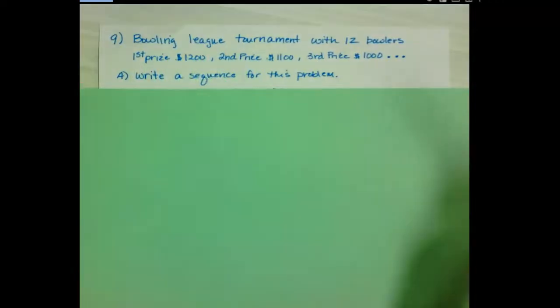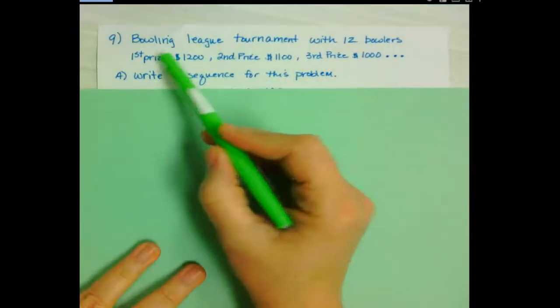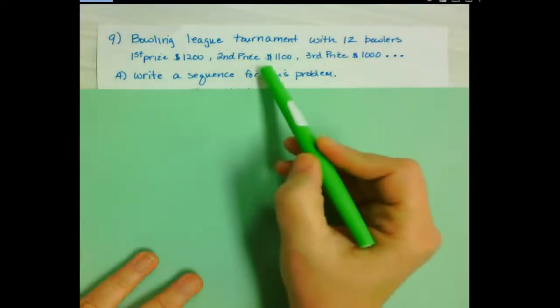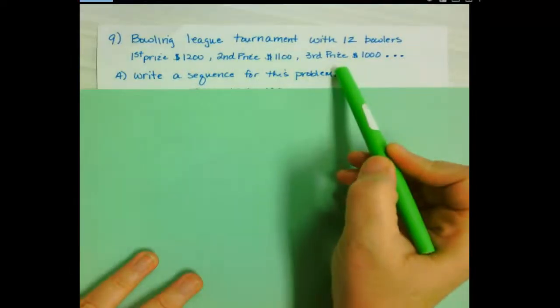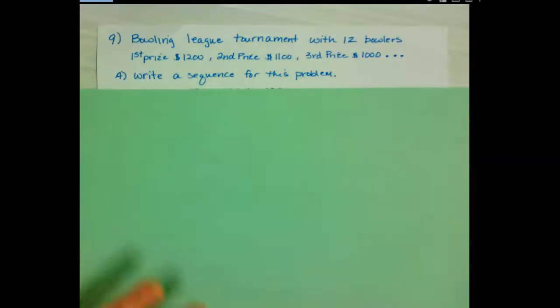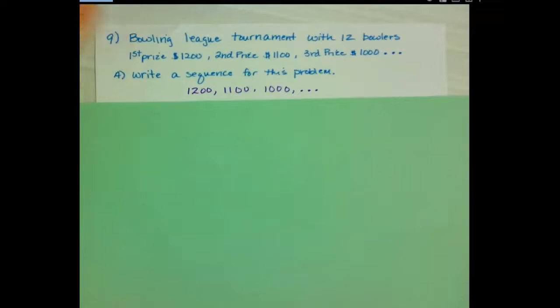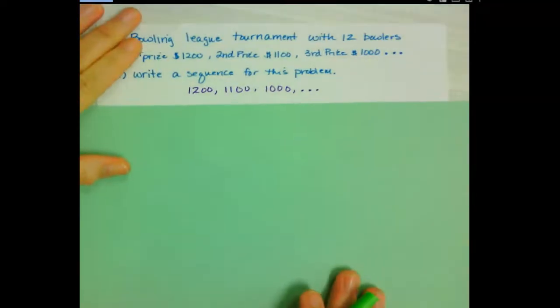So here's the last one, an application taking you through a scaffold problem. The problem is a bowling league tournament with 12 bowlers. First prize is $1,200, second prize is $1,100, third prize is $1,000, and they're going to give that money out all the way down to those 12 bowlers. So the first thing I want to do is write a sequence. So my sequence might look something like that. You could think about going down to the end. We're not necessarily giving out all the money. We're just giving out enough so that each bowler gets their share of the prize.